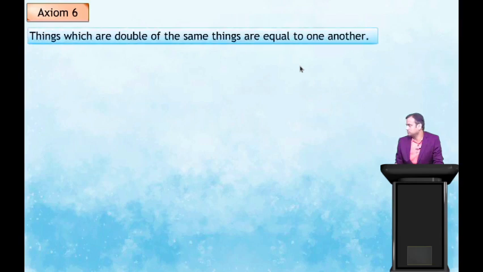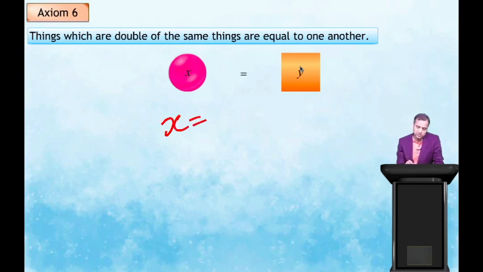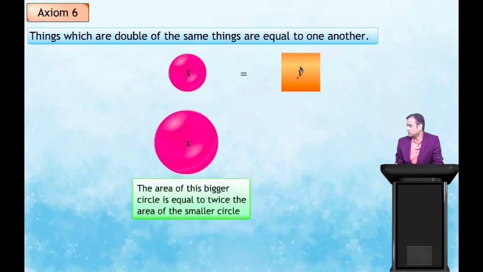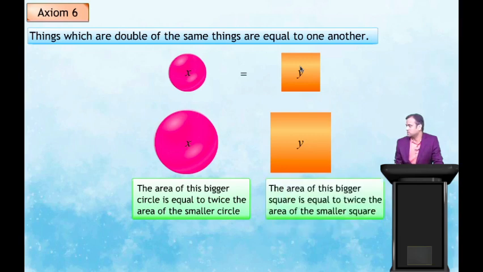Now axiom 6. Things which are double of the same things are equal to one another. So if we have x equals to y, and if you make double, so the things are also again equal. The area of the bigger circle is equal to twice the area of the smaller circle. And it is applied on all the things. The area of this bigger square is equal to twice the area of this smaller square.